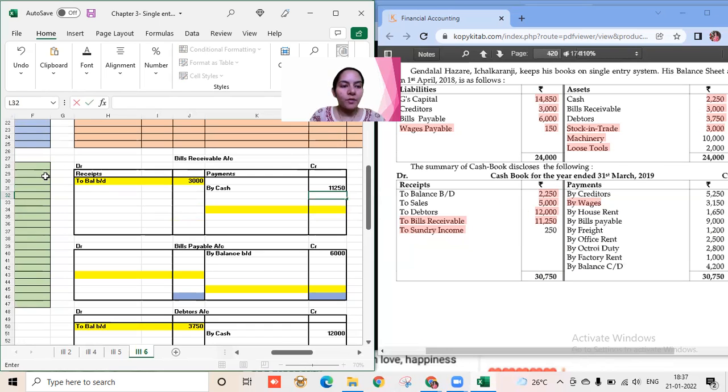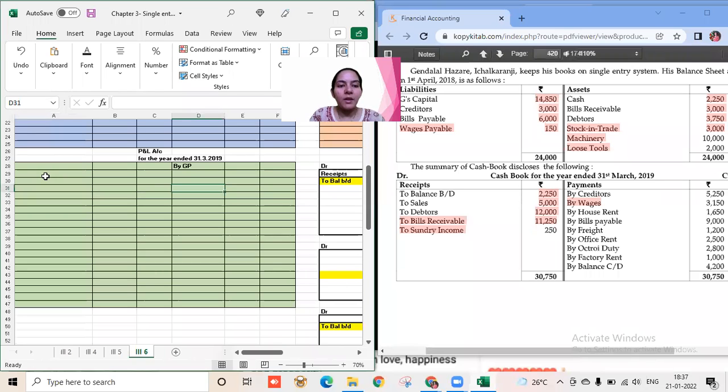Okay, so come to the profit and loss account credit side. Keep one line blank for GP. After that, by sundry income. So one impact, a single entry here, is given in the cash book. Now we are giving the second impact to the P&L. Credit side 250. Done. Next, now come to the payment side.